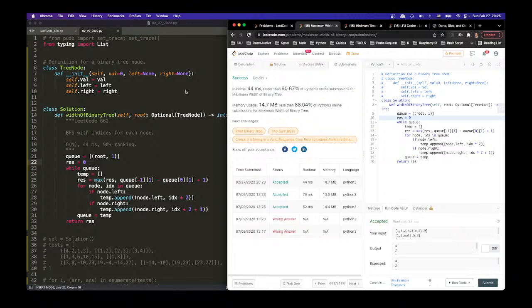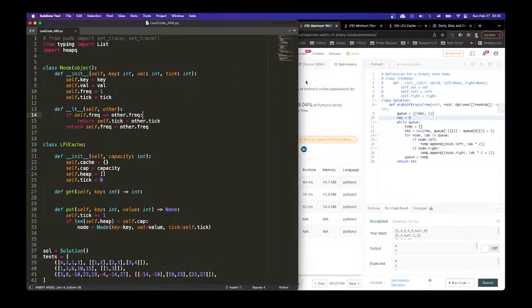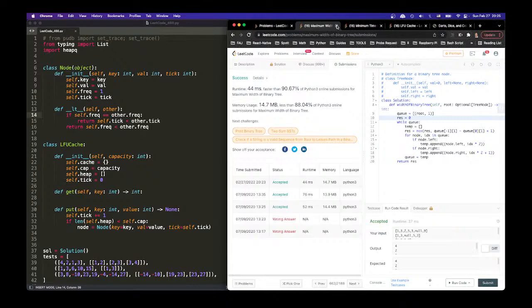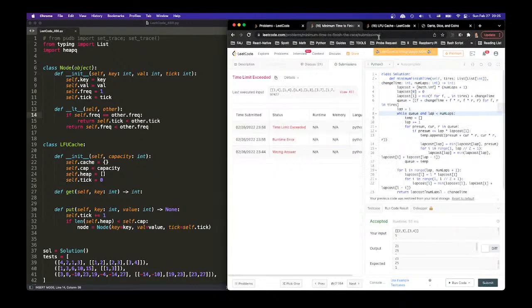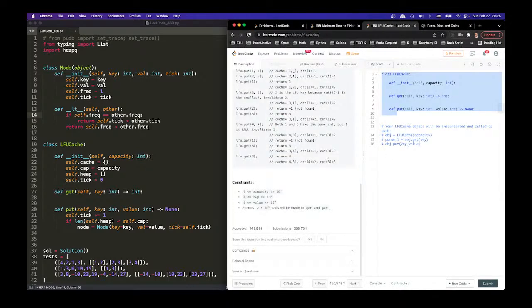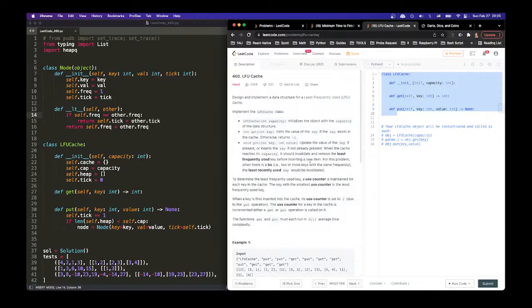I want to continue by solving this one. All right, so we're going to ignore this for now and try to finish this one. So this is LFU, the least frequently used cache. And I was about halfway through. Wow, it's raining.